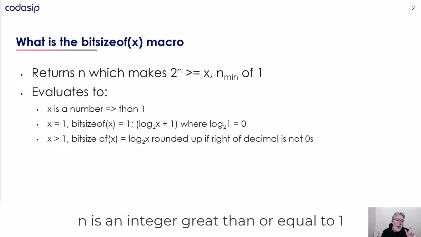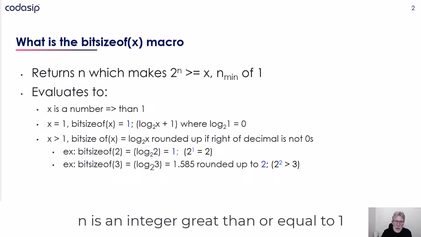x needs to be greater than or equal to 1, but if the number is 1, it will be 1, even though log 2 of 1 is 0. Now for any number greater than 1, it will be evaluated as log 2 of x, and if there's any number to the right of the decimal point, it will automatically be rounded up.